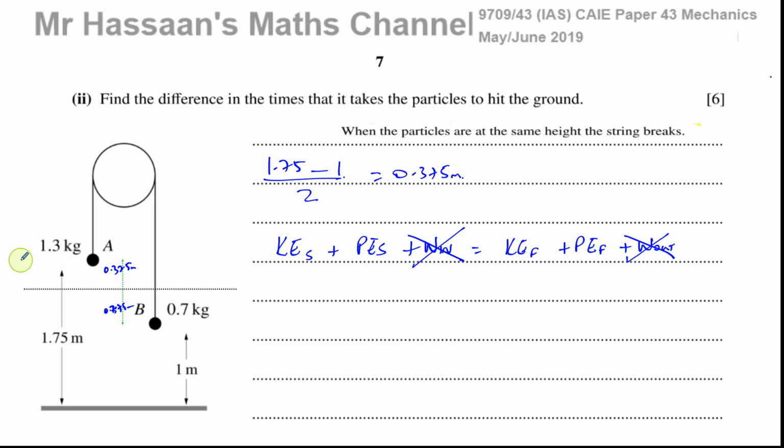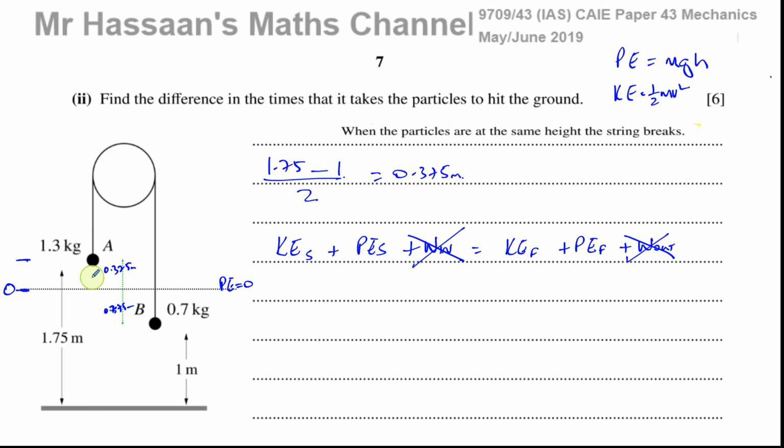For A, it's between these two points. We're going to take this as our zero point, where potential energy is equal to 0. A and B are both not moving at the start, so the total kinetic energy at the start is 0 for A and 0 for B. They only have potential energy. Remember, potential energy is mgh, and kinetic energy is half mv squared.